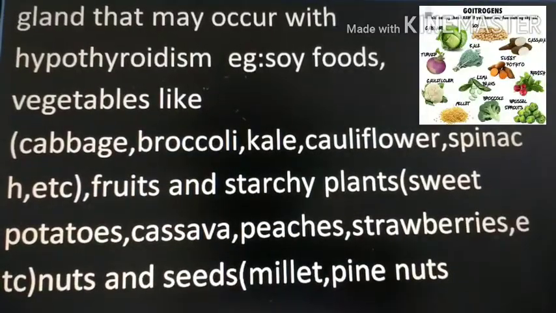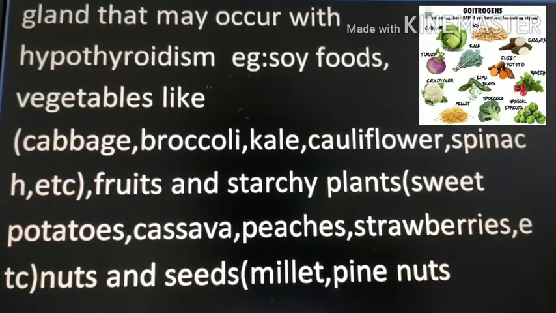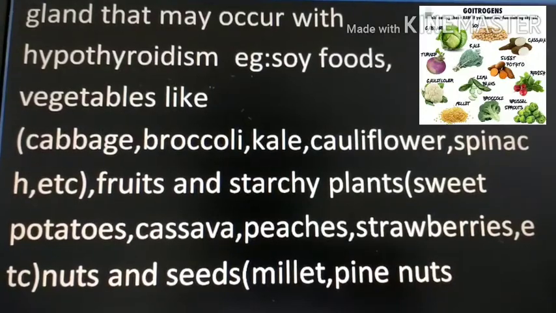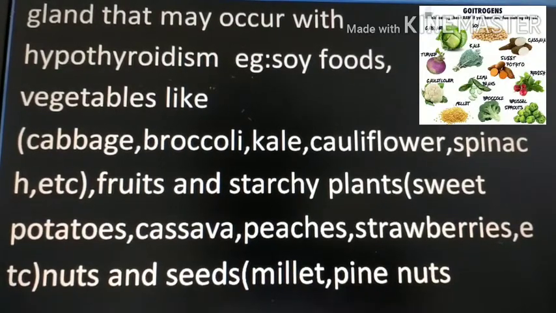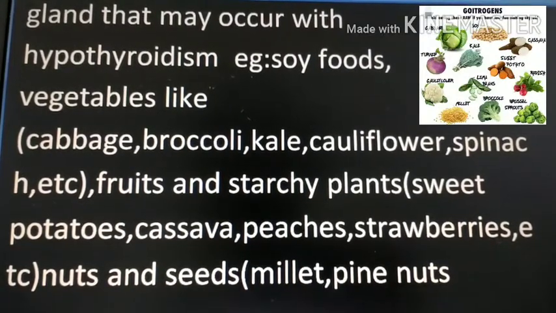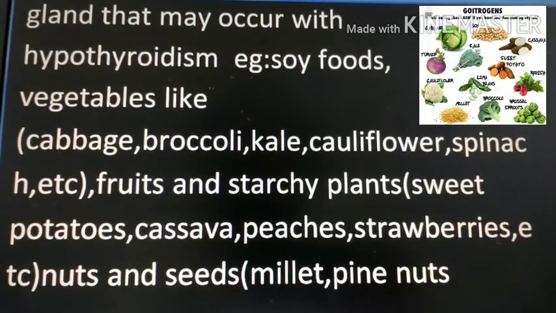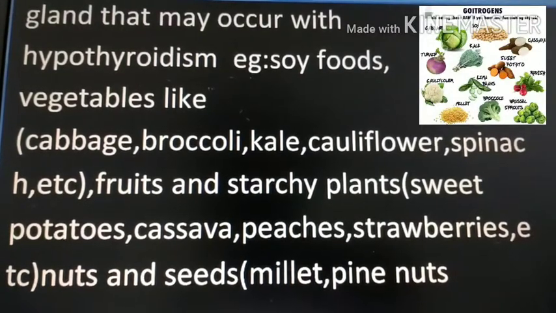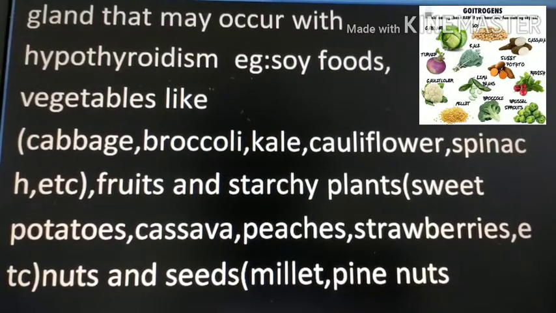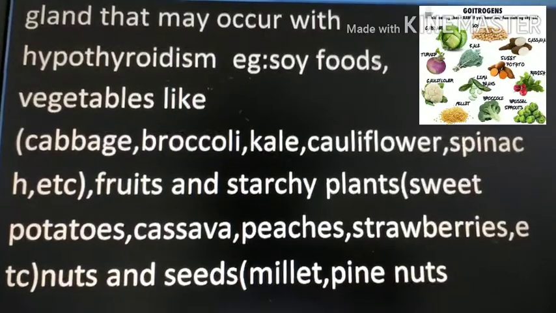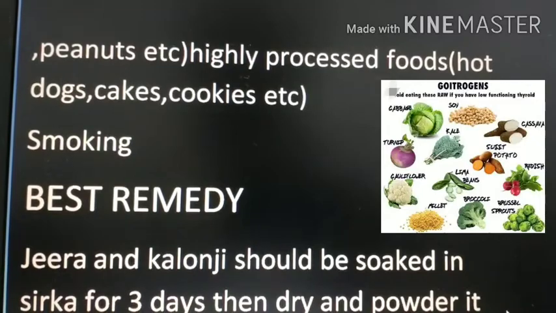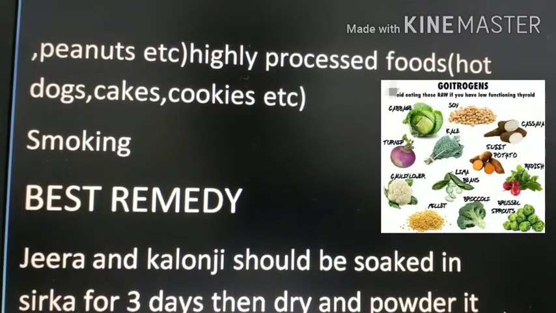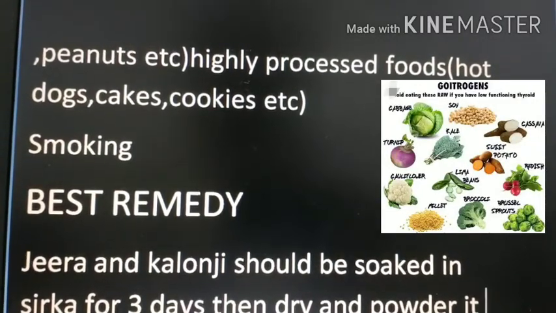So these are the foods which contain goitrogens. These have to be avoided or should be taken in a moderate quantity. Examples are soy foods, vegetables like cabbage, broccoli, kale, cauliflower, spinach, fruits and starchy plants like sweet potatoes, cassava, peaches, strawberries, nuts and seeds like millet, pine nuts, peanuts, etc. Then highly processed foods like hot dogs, cakes, cookies, etc. and smoking are to be avoided.